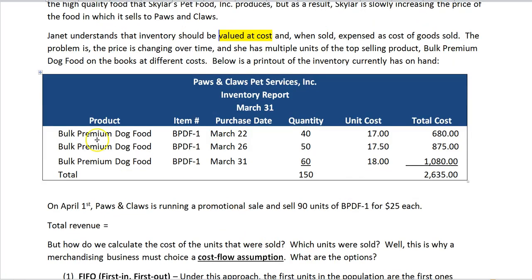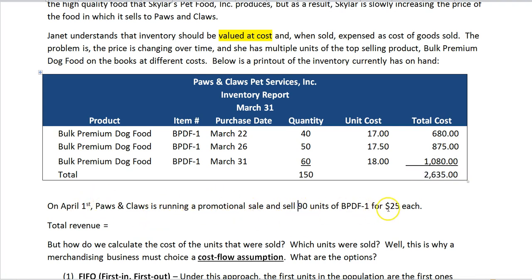Alright, so let's see the problem here. This is their inventory report as of March 31st. They have this bulk premium dog food. They have different quantities of it. They have it on 3 different layers here because they're at different costs. You see the cost is going up over time. And then we have the total cost and the total value of the inventory. So it's on our books for $2,635.